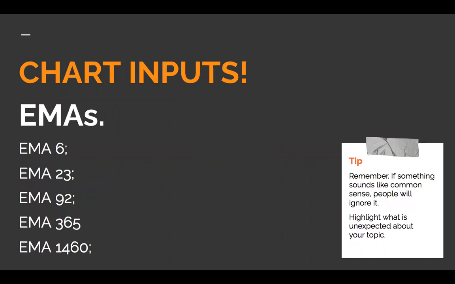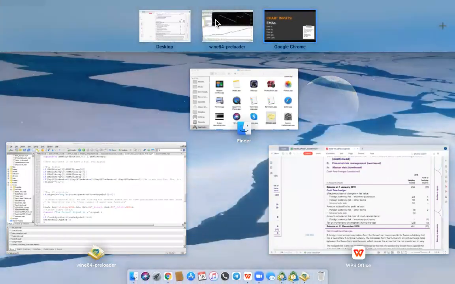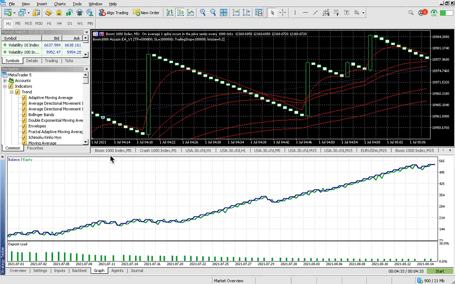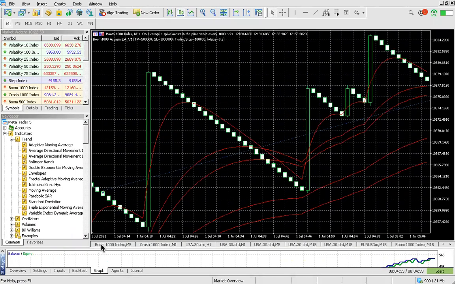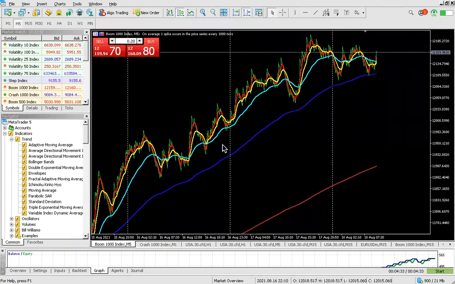So let me just go to my MetaTrader. All right, let me go to my MetaTrader. What I will do for now is I will minimize this here. Then I'll go to Boom 1000. Okay.